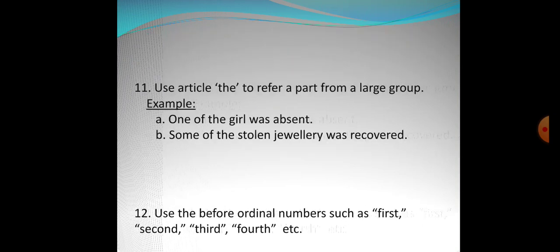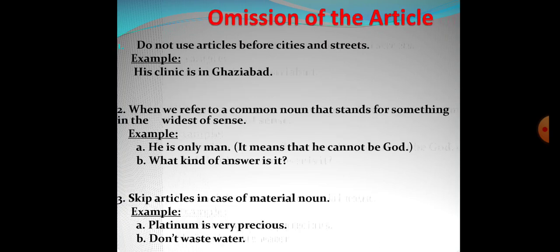We use the article the to refer to a part of a large group. If you are talking about a small part out of a large group, we use the article the. Like one of the girls was absent. Out of all the girls, one girl was absent. Some of the stolen jewelry was recovered. We use article the before ordinal numbers such as first, second, third, fourth, etc.